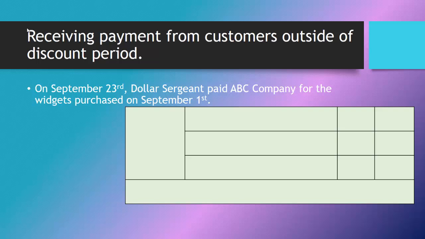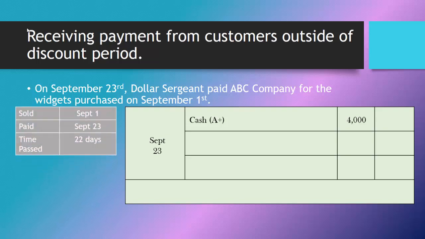Let's fast forward in time to September 23rd, when Dollar Sergeant is going to pay us for the widgets they purchased on September 1st. Well, we're going to receive cash. And the amount of cash that we're going to receive is $4,000. Why is it $4,000? Because that's how much the full value was. Sure, we put the receivable on the books net of discount, but they're not going to get the discount. Why? Because we sold it on September 1st.